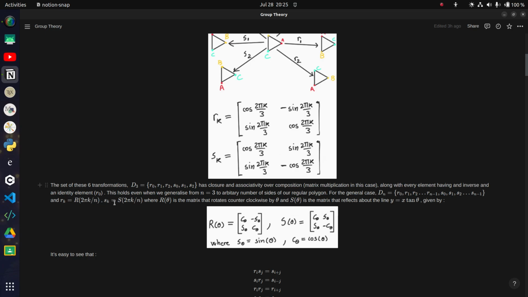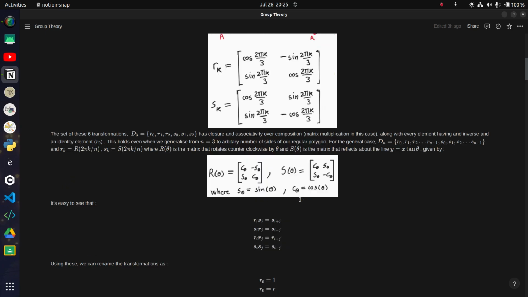Rk is equal to the rotation matrix of 2 pi k upon n, and Sk is the reflection matrix of 2 pi k upon n, where R of theta is the rotation matrix and S of theta is the reflection matrix. Of course, the reflection matrix about y equal to x tan theta, and the rotation matrix just rotates counterclockwise by angle theta.